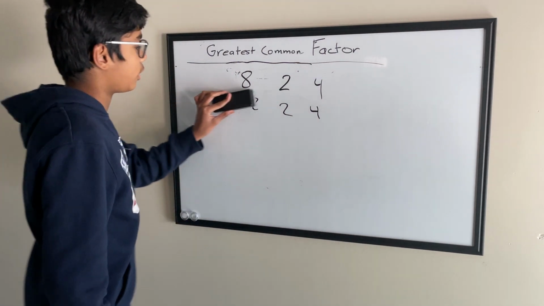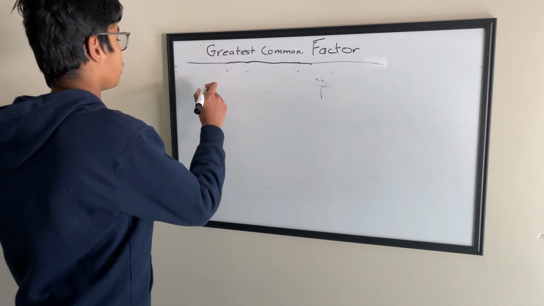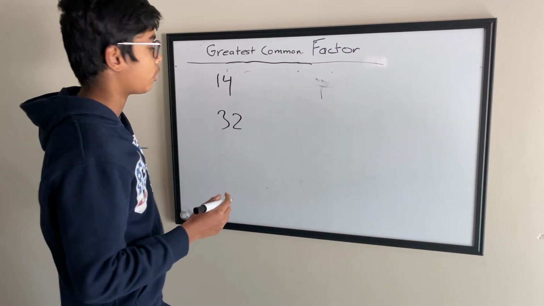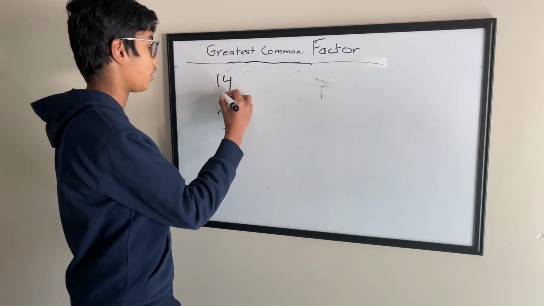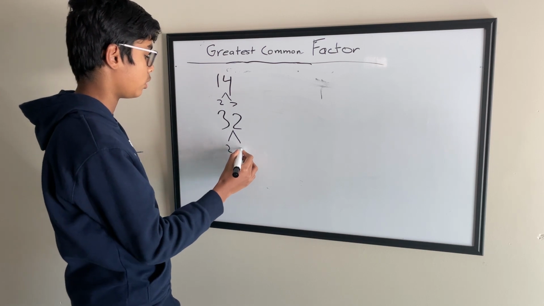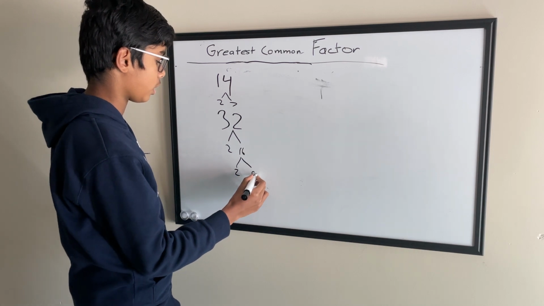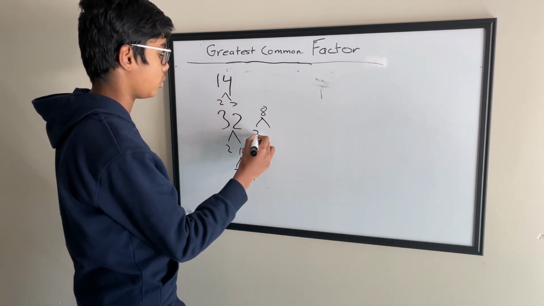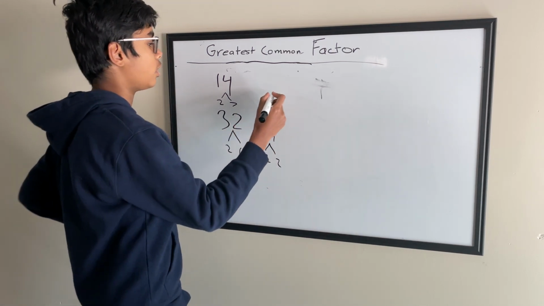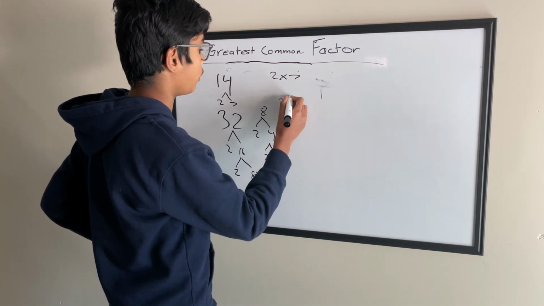Now, how can we find the greatest common factor? Let's say we have 14 and we have 32. So what we want to do is use prime factorization to find it. We have 2 and 7, and we have 2 and 16, 2 and 8, and then 2 and 4, and then 2 and 2. So it would be 1, 2, 3, 4, 5. So 2 times 7 and 2 to the 5th power.